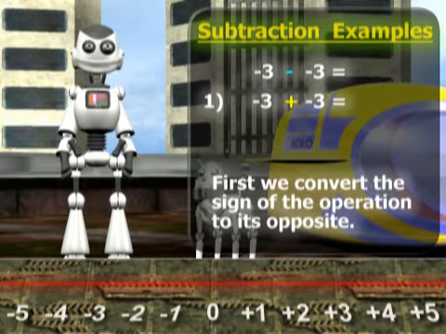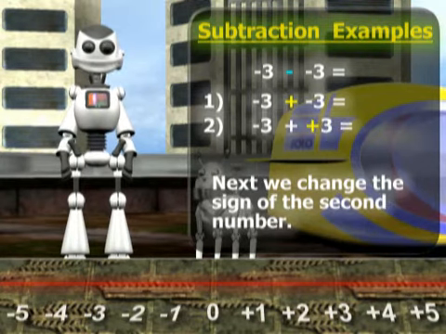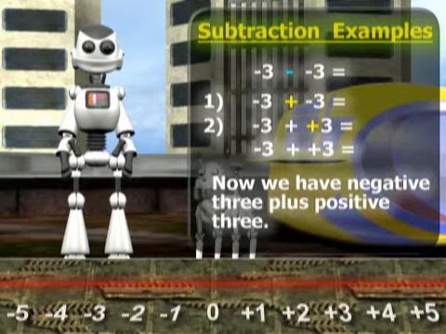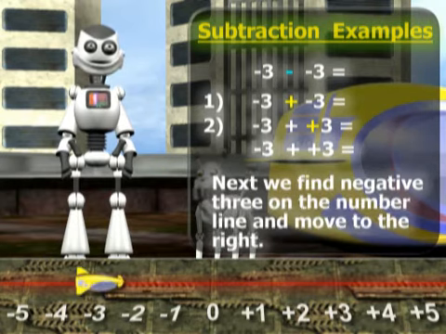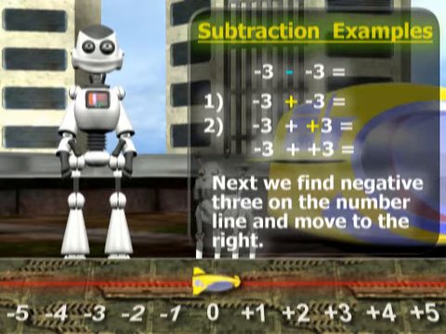First, we convert the sign of the operation to its opposite. So subtraction becomes addition. Next, we change the sign of the second number. It's negative now, so we'll change it to positive. Now we have -3 plus +3. We find -3 on the number line and move to the right to end up on 0.